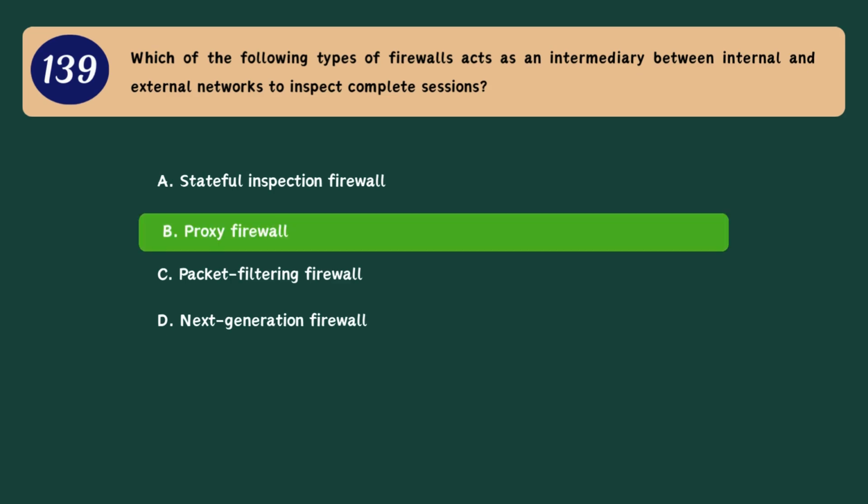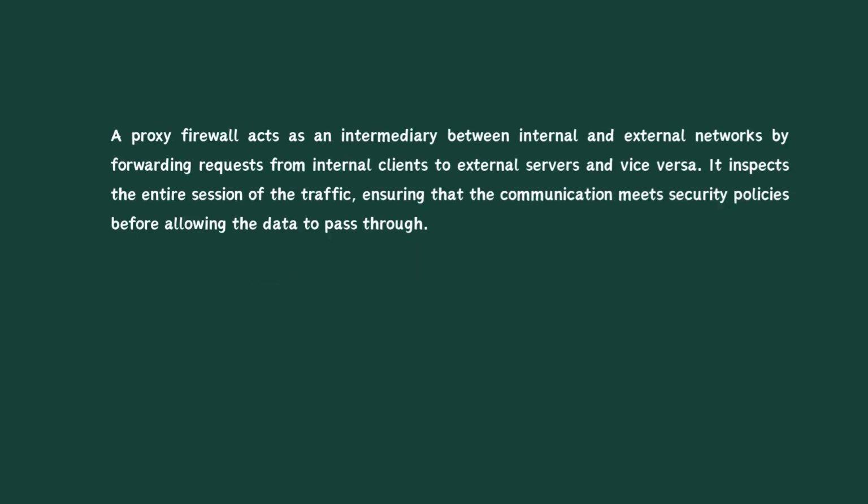Correct answer. B. Proxy firewall. A proxy firewall acts as an intermediary between internal and external networks by forwarding requests from internal clients to external servers and vice versa. It inspects the entire session of the traffic, ensuring that the communication meets security policies before allowing the data to pass through.